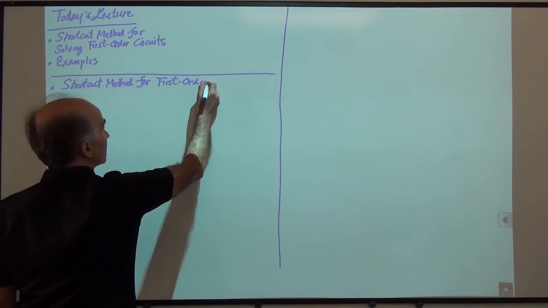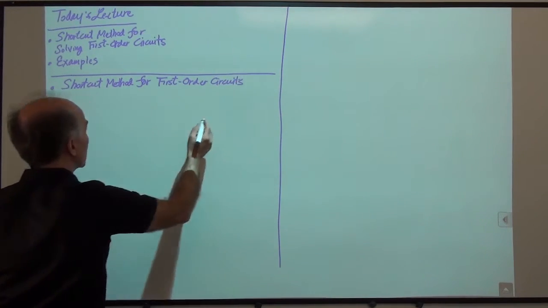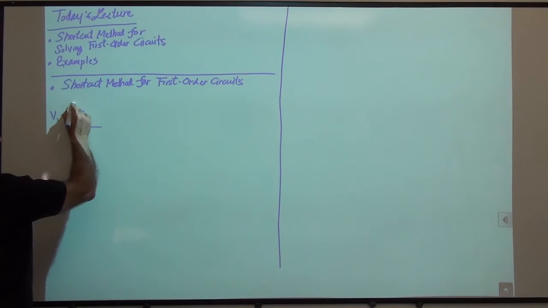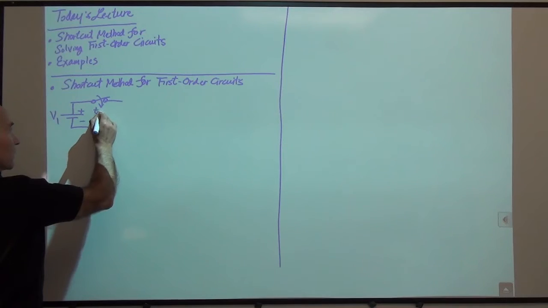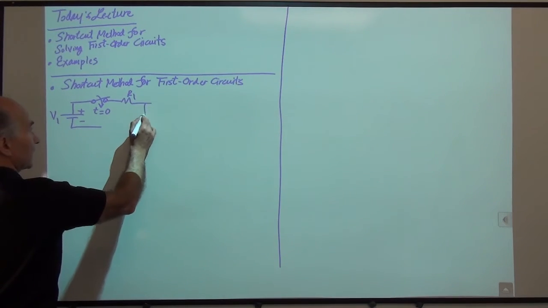order circuits, all right, so we go back to this little circuit that we analyzed last time. We have a switch that closes at t equals 0. Then we have a resistor and a capacitor.